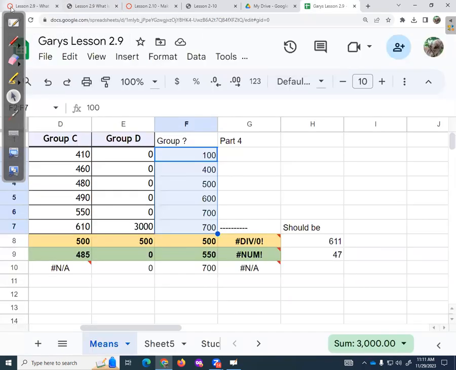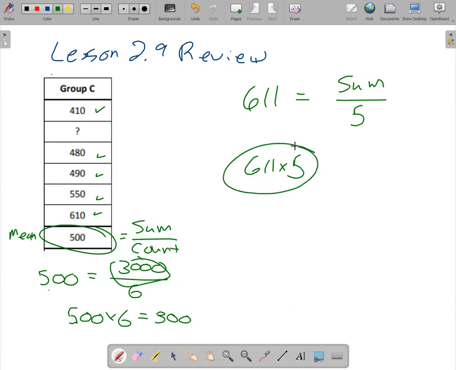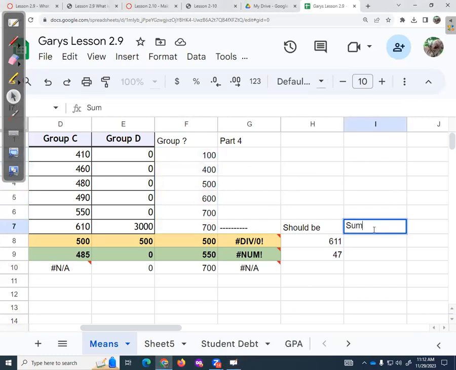If I use that whole idea that the mean is always the sum over the count, then I know what the total of the numbers has to be, right? What does it have to be? 611 times 5. Yeah, so we have 611. We don't know what the sum is yet, but we know there's 5 numbers, so the sum has to be 611 times 5. So I'm going to put that into my spreadsheet. So sum equals 611 times 5. Yeah, so we have to have 5 numbers who add up to that.